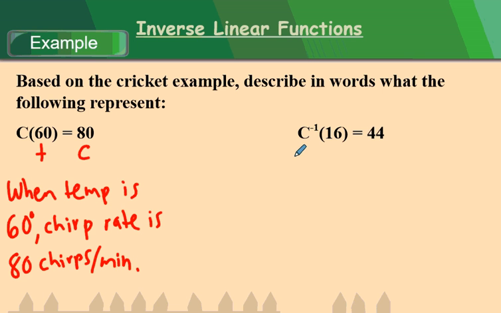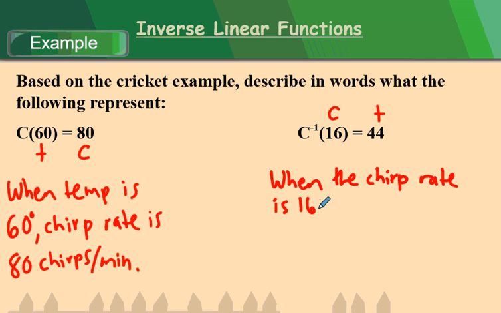However, now if we have the inverse, this 16 is no longer a T, it is actually a C. And then it outputs for me the temperature. So how would I interpret this? This would be when the chirp rate is 16 chirps per minute, the temperature is 44 degrees. Hope you realize the key idea is the inputs and the outputs flip.